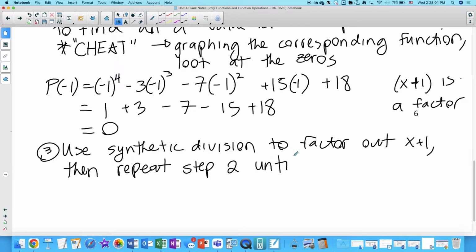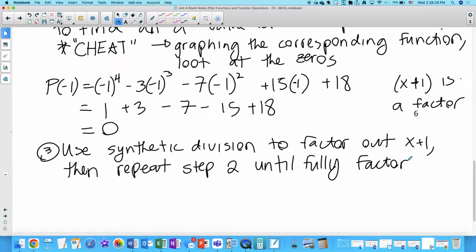Until everything's fully factored. You kind of have to repeat step 2 and then step 3, the synthetic division, over and over until you get it down to a quadratic. So if it starts as a polynomial of degree 4, you could have to do it twice. If it starts at degree 5, you could have to do it 3 times because you're factoring out 3 factors. Then you get down to the quadratic, which you can factor directly.